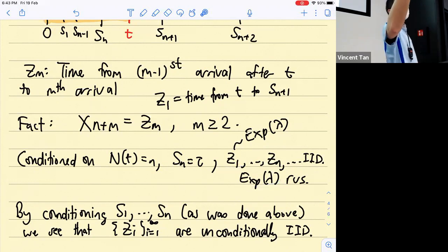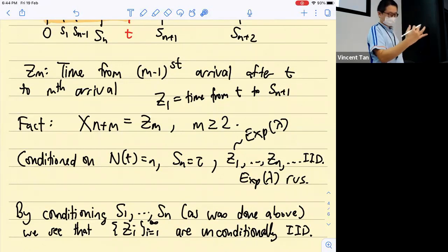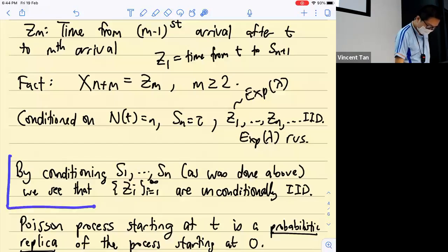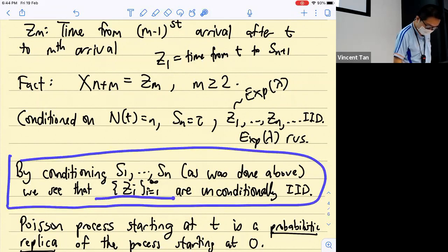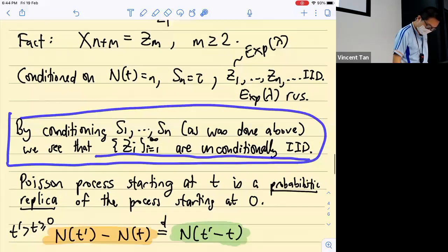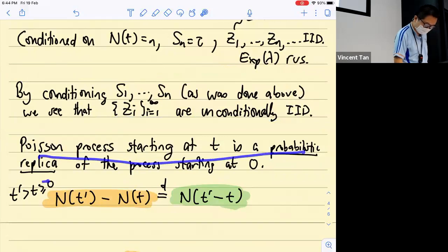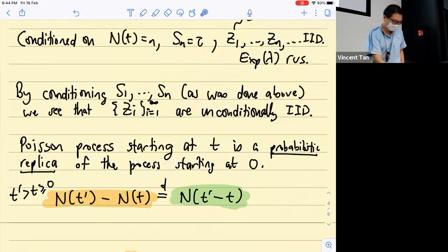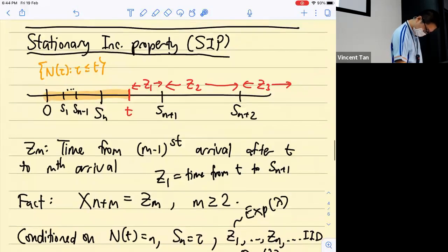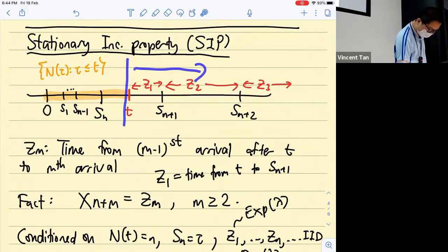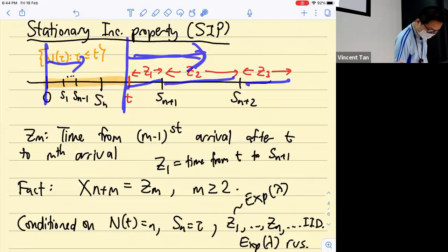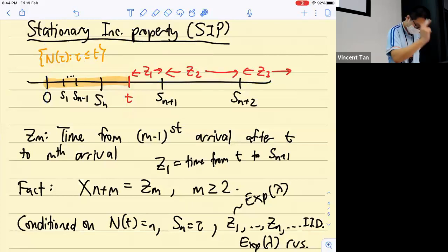The rest are exponential lambda because we are hinging ourselves on a Poisson counting process, on a Poisson process in which the interarrival times are exponential. Okay? So by conditioning on this, as was done above, we see that the Zi's are unconditionally IID. Hence, the Poisson counting process starting at time t is a probabilistic replica of the process starting at 0. Why? If you come back to this picture, whatever happened here looks like whatever happened here. Because whatever happened here is basically a bunch of inter-arrival times that are IID, exponential lambda, which is exactly the same description as if we started at 0.